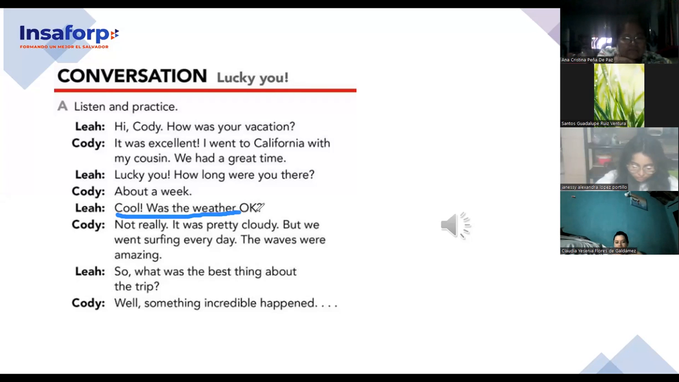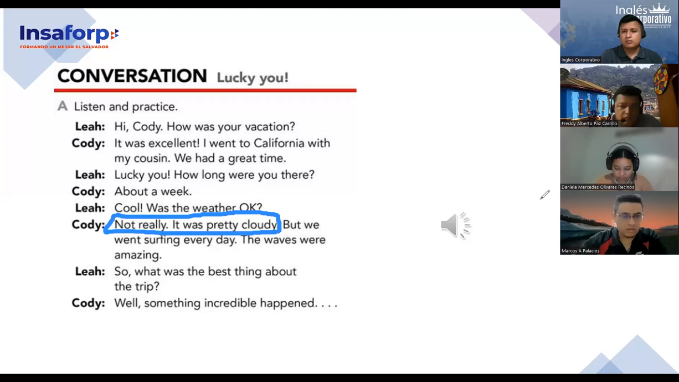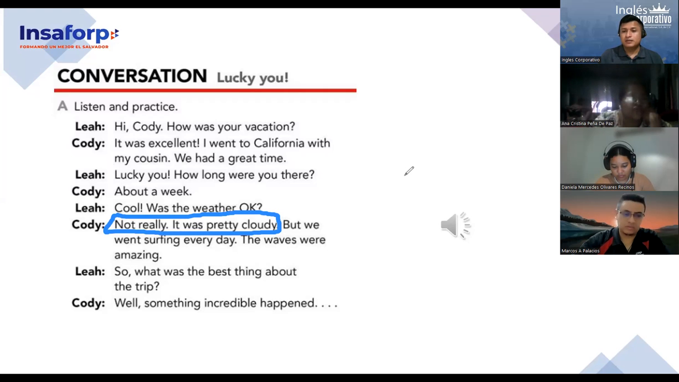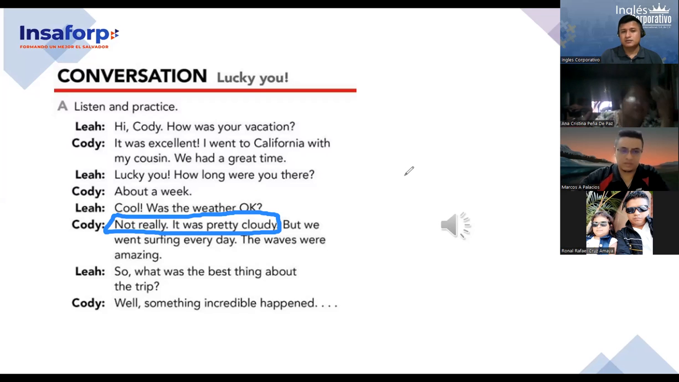Okay. Do you understand this part? ¿Cómo estuvo el clima? ¿Estuvo bien el clima? Algo así creo que le pregunta. Yes, okay. No, realmente no, dice, yo prefiero, es cloudy, no sé si es calor o caliente. Okay, cloudy, what is the meaning of cloudy? Anybody? Caluroso. Nublado. Nublado, right? Nublado. Exactly. Okay, thanks.